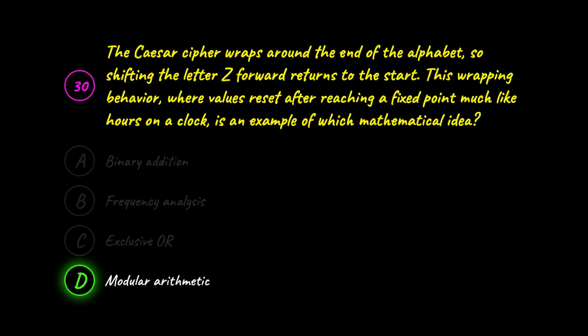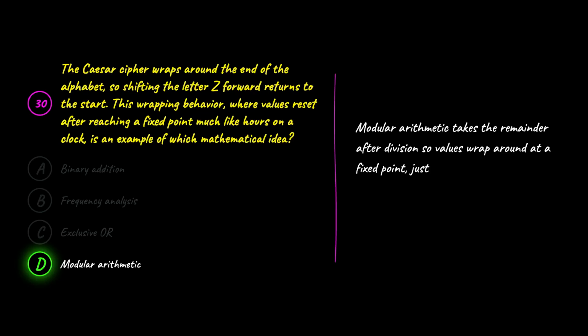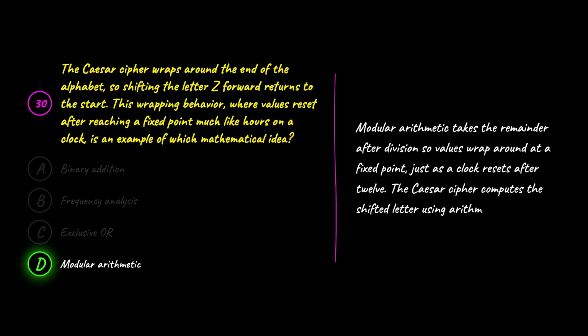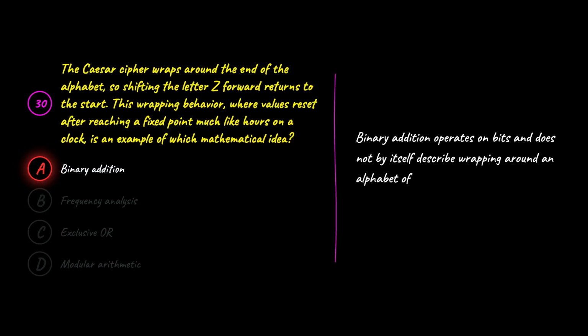The correct answer is D. Modular arithmetic. D is correct because modular arithmetic takes the remainder after division, so values wrap around at a fixed point, just as a clock resets after 12. The Caesar cipher computes the shifted letter using arithmetic modulo 26. A is wrong because binary addition operates on bits and does not by itself describe wrapping around an alphabet of 26 letters. The wrap is captured by the modulo operation.